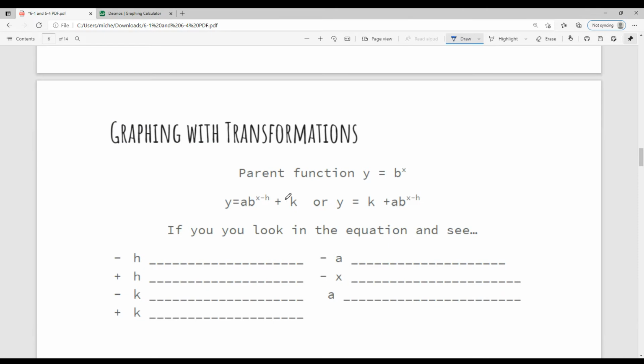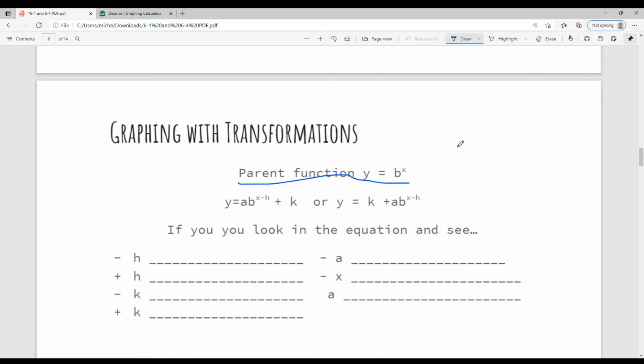So now that we've got our log functions, we've got our exponential functions, how do we move those functions around? How do we shift them to the left, right, up, down? How do we reflect them? It's all based on the way that the formula is set up. So first of all, we need to start with the parent function.